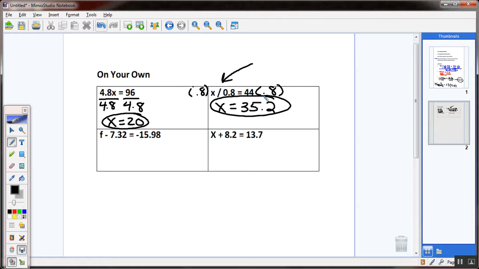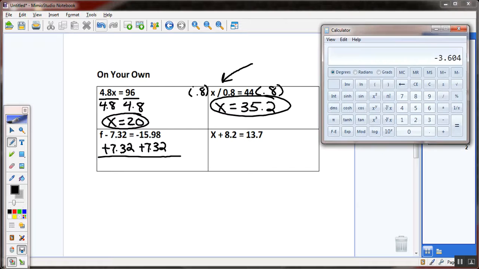Next one, a little trickier. Who wants this one? Marjorie: You add 7.32 to both sides, and F equals 23.3. Okay, we have to be careful on this. What kind of 15.98 did you have? Oh, it's a negative one there. So let's punch that in, okay? Negative 8.66. Okay, let's check and see if that's right.